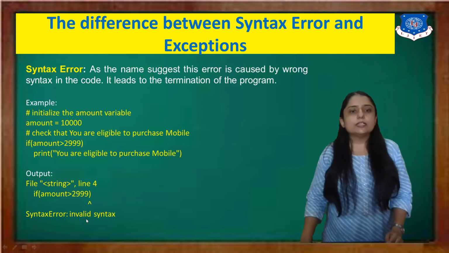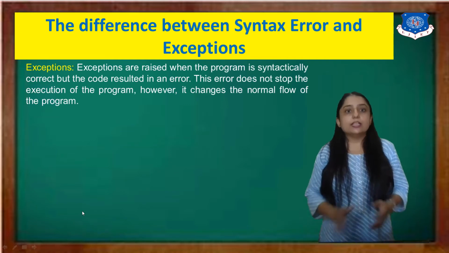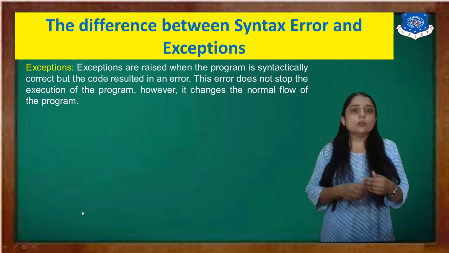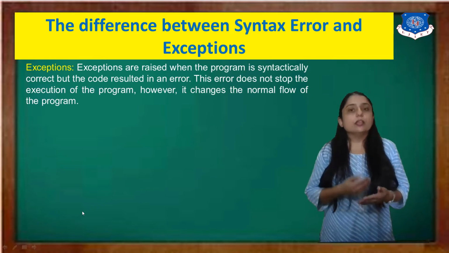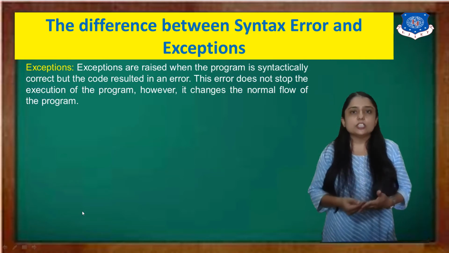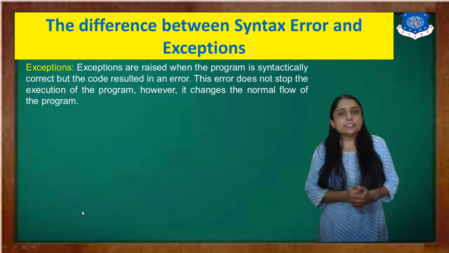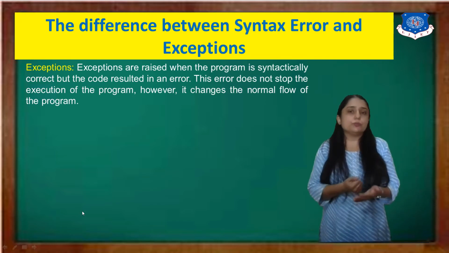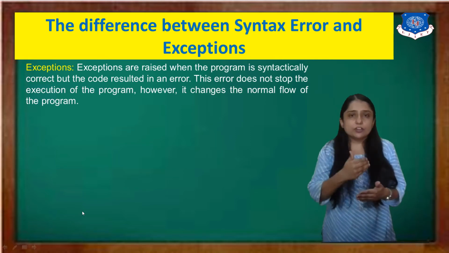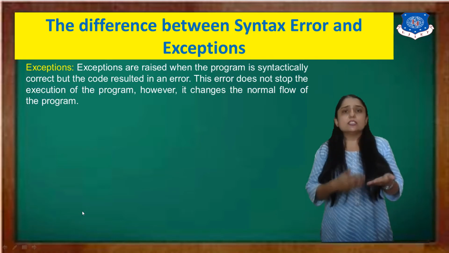Now, next we will discuss the exception. So what is an exception? Exceptions are raised when the program is syntactically correct, but the code results in an error. This error does not stop the execution of your program. However, it changes the normal flow of the program. That means an exception is not a syntax error, so your program will not get terminated. Your syntax is correct, each and every instruction is executed, but in some instruction, something like that happens.